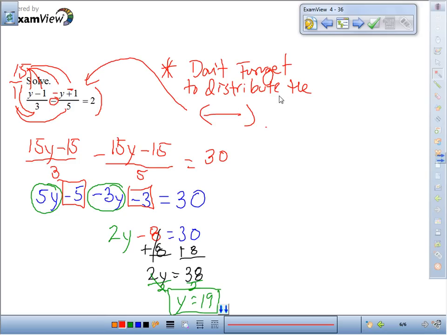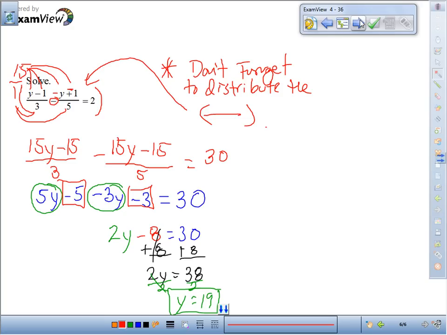Once again, don't forget to distribute the negative to these two. Are we there? Now, for those of you that were asking yourself, do we distribute it to the other? No, only to the numerator on the right. Right? All right. Get it? Right? No? Okay, number 5.